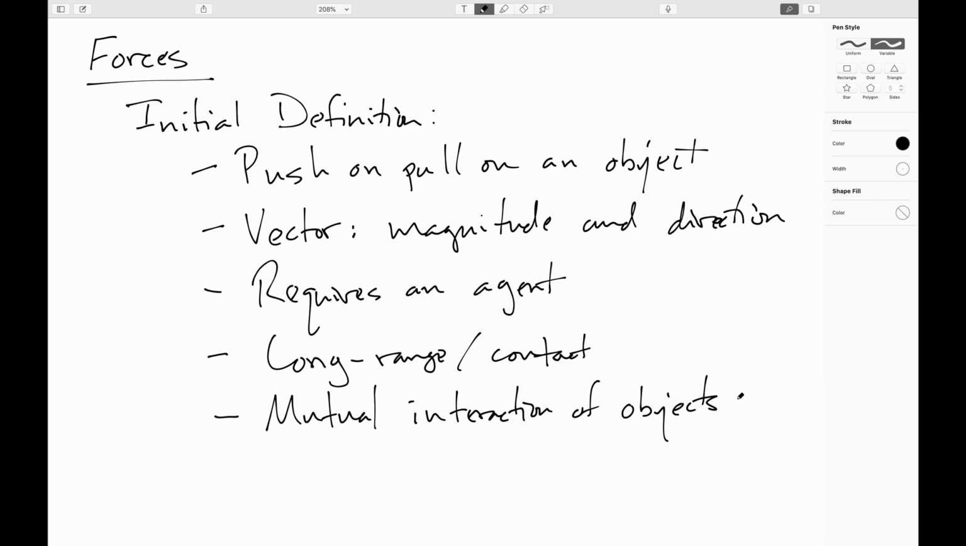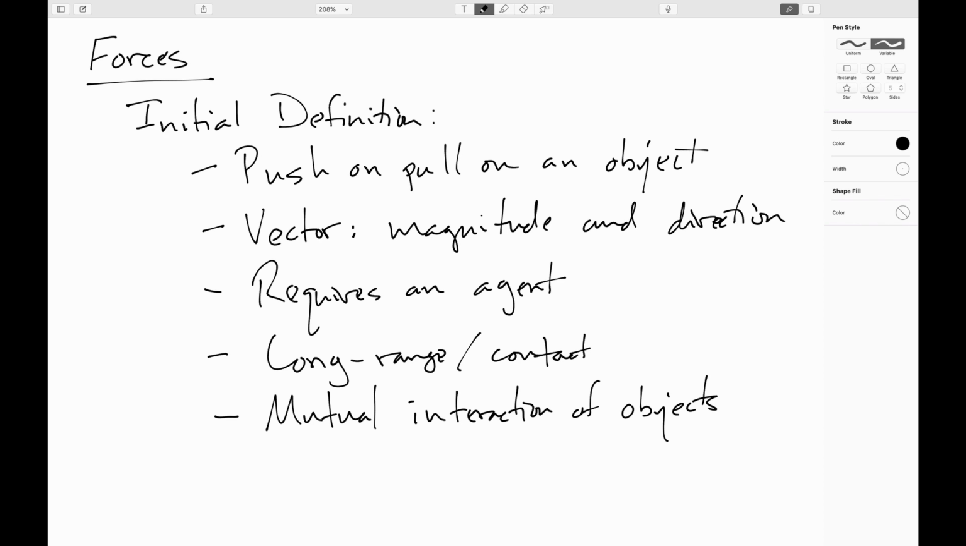Or say if you hit a ball with a bat, you can definitely tell, you're pushing on the bat, but man, that bat can push back on you, especially when you make contact with the ball. So it seems like all the interactions are mutual, and this actually turns out to be correct. But we'll get more into that in the next video series.